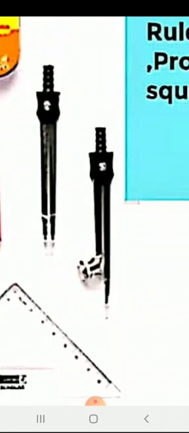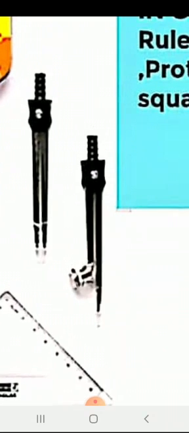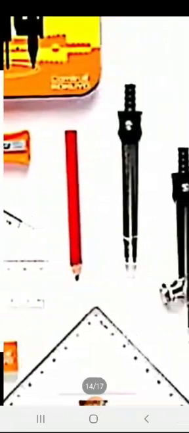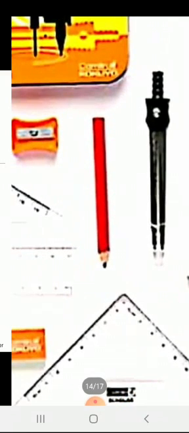One will be a needle point, and the other one, we call it a divider. This one is called a divider. It has two points here.